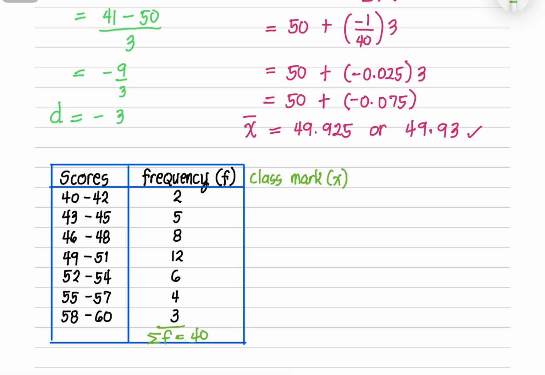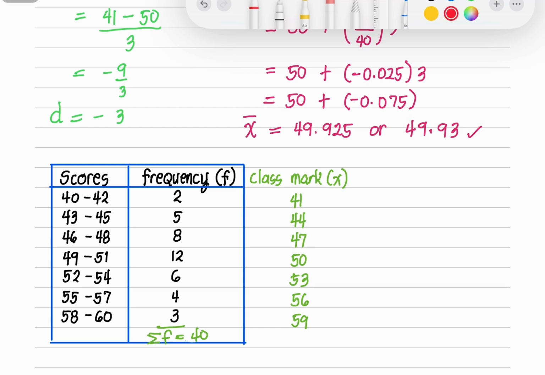Or represented by X. And then, from 40 to 42, ang class mark niyan ay 41. 44, 47, from 49 to 51, of course, 50. And then 52 to 54, that is 53, right? 55 to 57, that is 56. 58 to 60, 59. Gets?